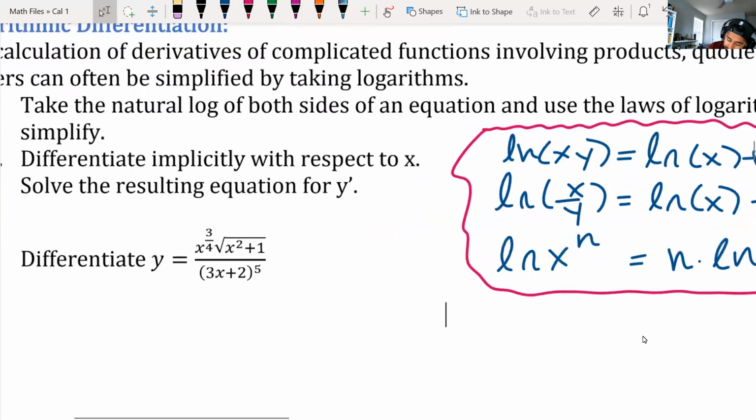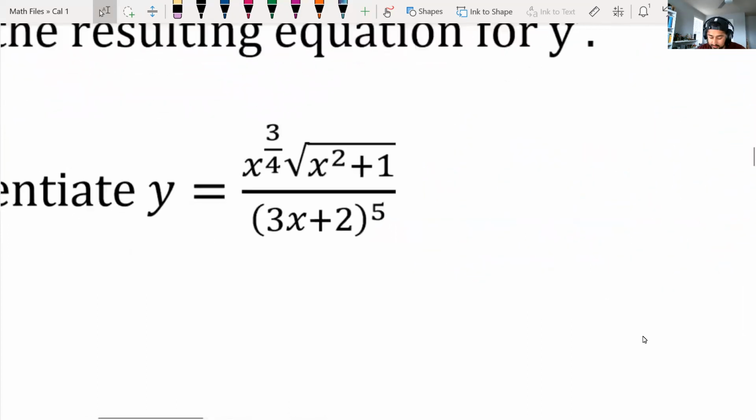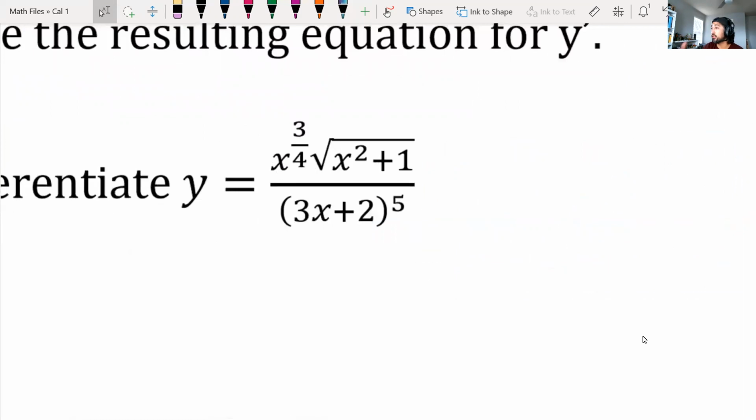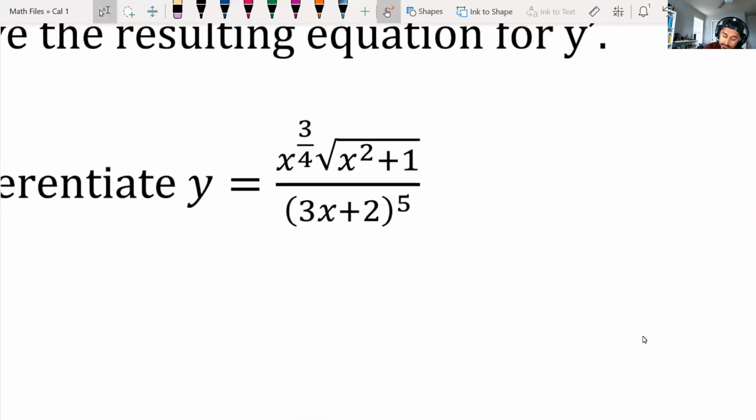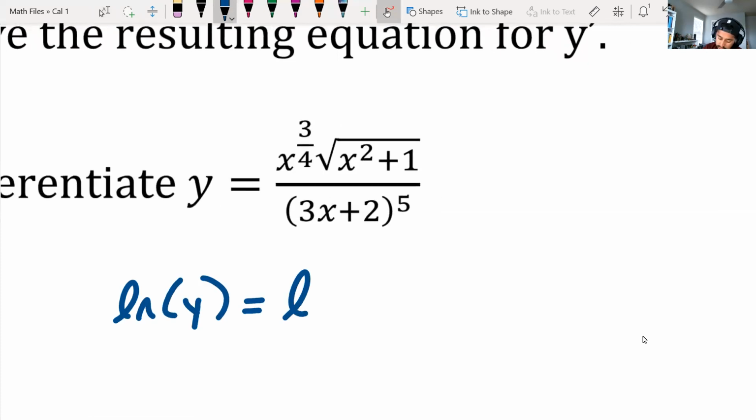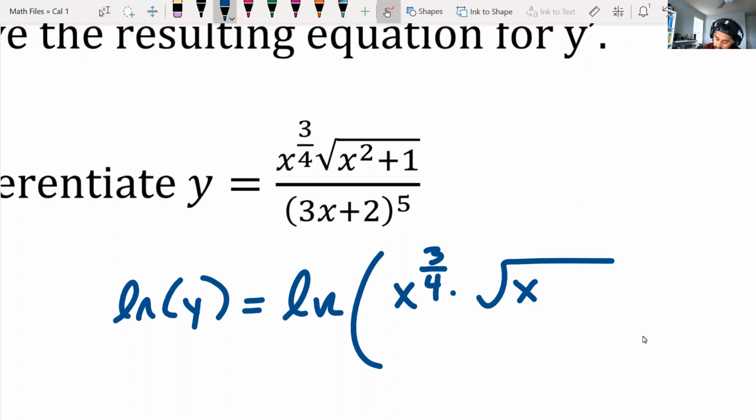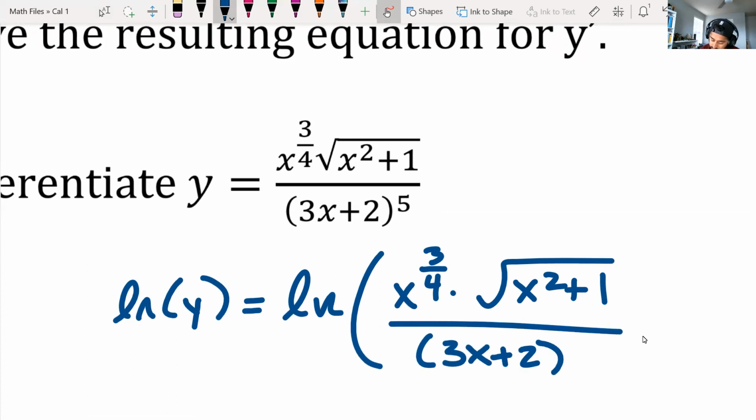All right, so let's go ahead and get started. There we go. So we want to take the derivative of this equation, but we say, hey, that looks really complicated. So what we're going to do is apply the natural log to both sides. We'll say natural log y equal to natural log of all of this. X to the 3/4 times the square root of x squared plus 1 over 3x plus 2 to the 5th.